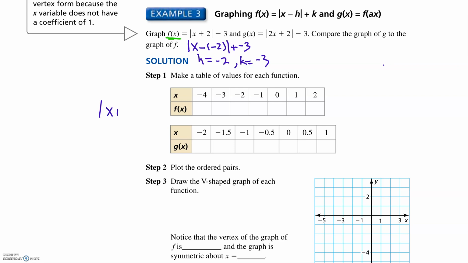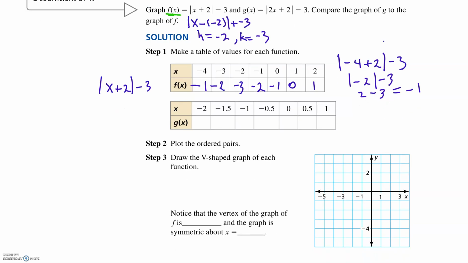So we're going to plug in x equals negative 4. And if we do that, we have the absolute value of negative 4 plus 2, take away 3. Absolute value of negative 2, take away 3. That's 2 take away 3, which is negative 1. Pause the video, fill in the rest of the table.